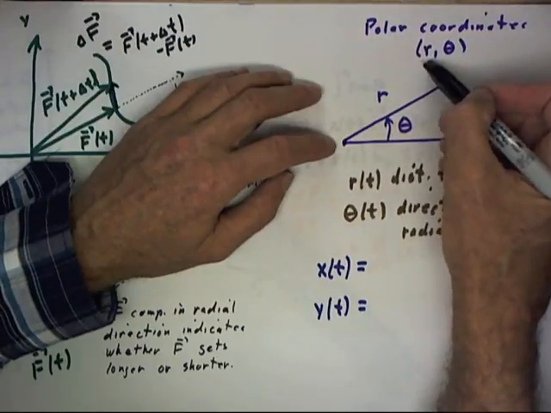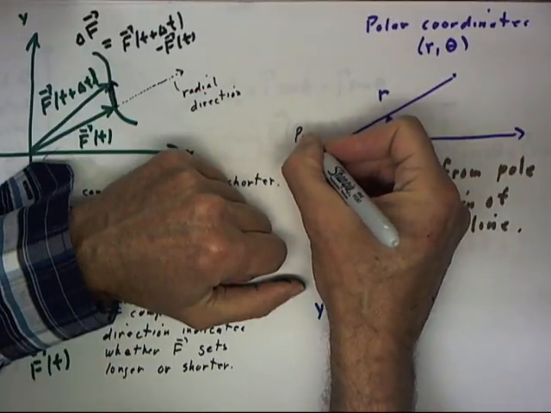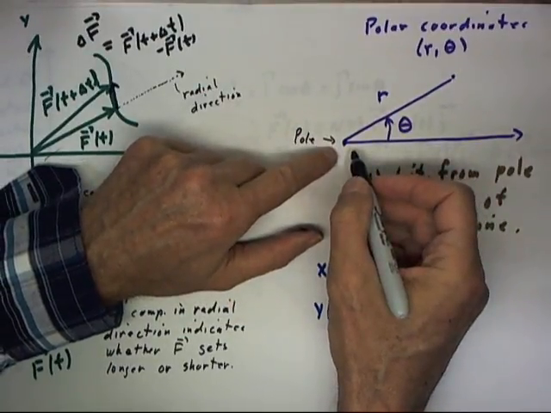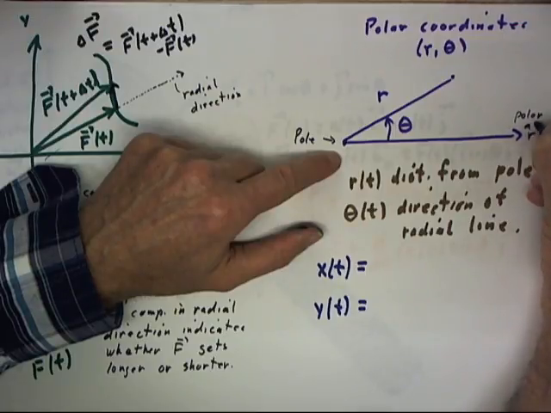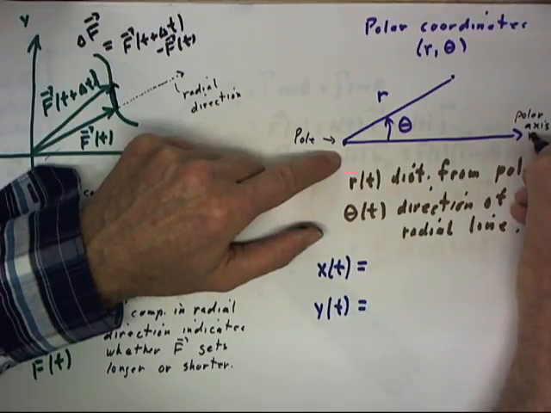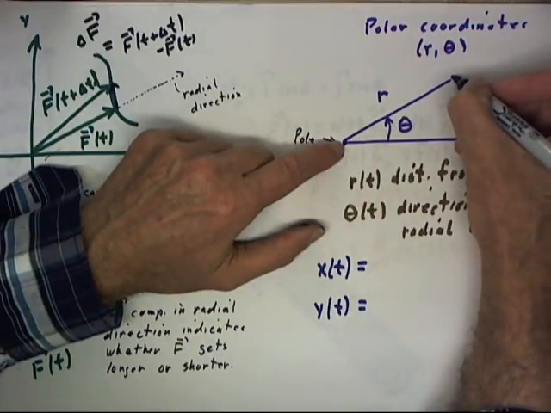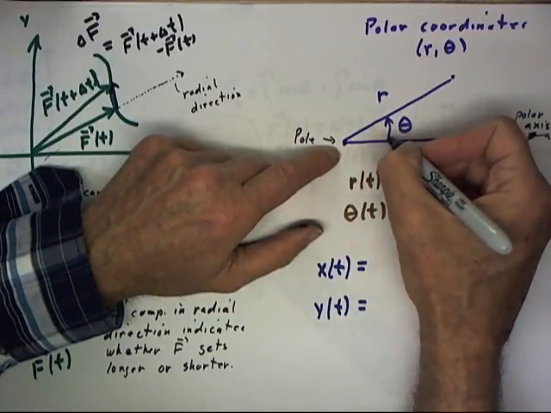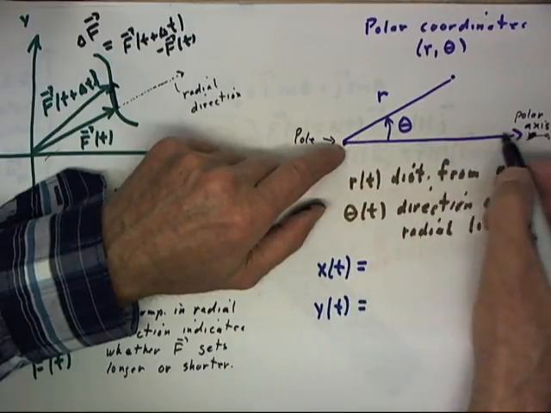So, if polar coordinates are r and theta, that simply means there's a pole which we identify with an origin and an r-axis. This is called the polar axis, and I suppose I probably shouldn't label that r, so this is just the polar axis. Now, r is the distance of a point from the pole. Theta is the angle made by the radial line from the pole to that point with the polar axis.